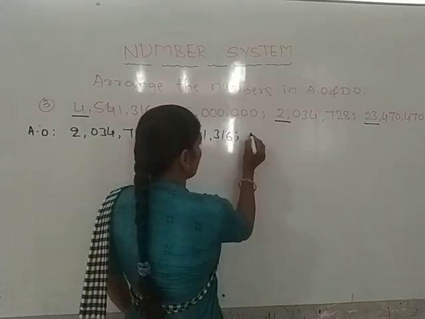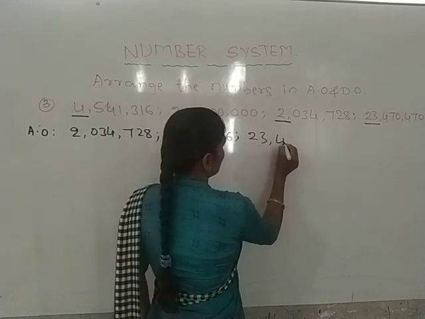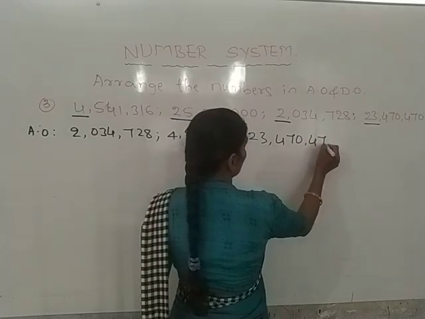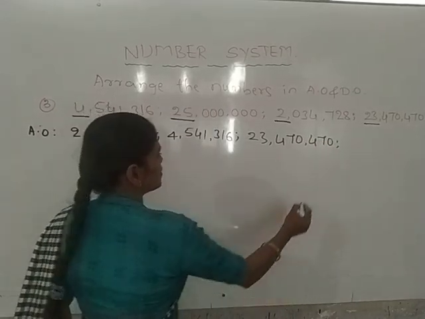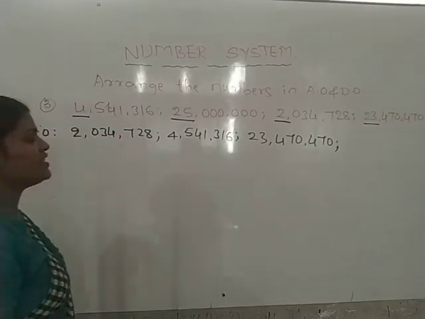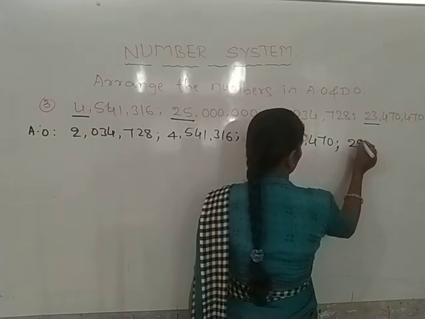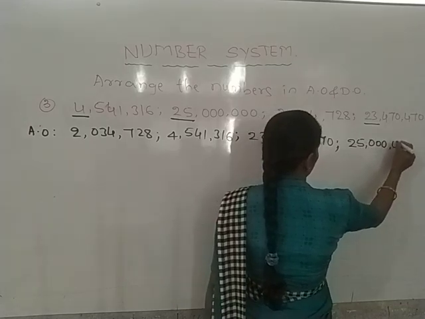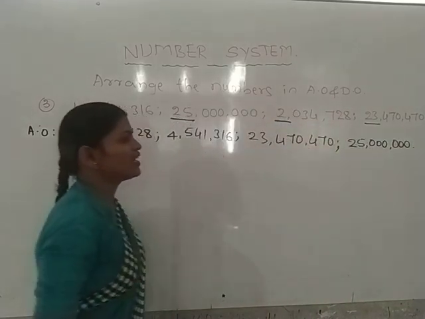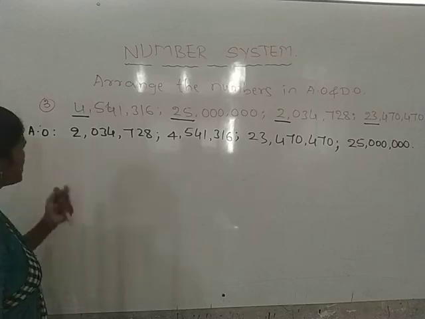Very good. 23,470,470. So lastly, which one is the highest number here? 25 million. Here the highest number is what? 25 million. So what about the descending order?